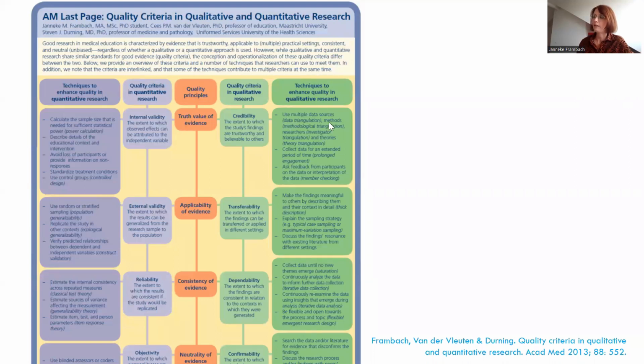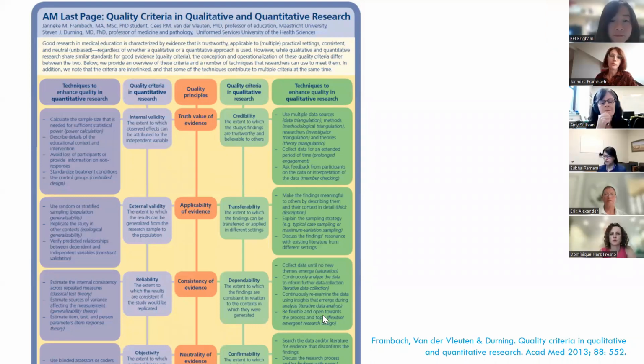And in the right-hand box, the dark green one, you'll see a number of techniques that you could use to actually enhance quality in qualitative research. Now, I'm also looking at the chat as we go, just to make sure I don't miss anything. I will share the slides also after the session, so no worries about that.